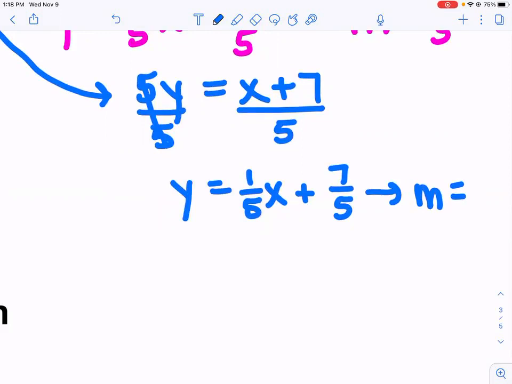Where are you getting the 8? Remember, this is in y equals mx plus b. Which one means slope? You think? So we have m and we have b. What does m stand for? What's our slope? 1/5. There we go.